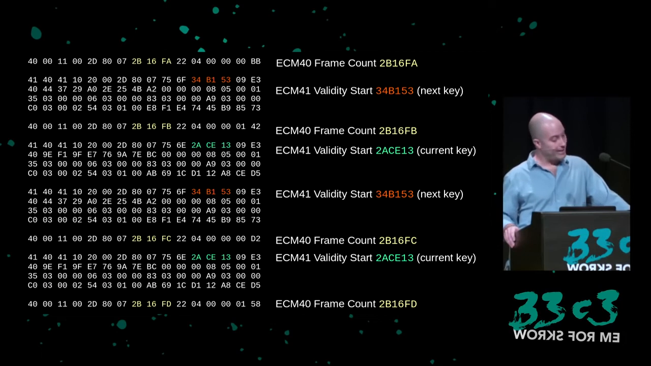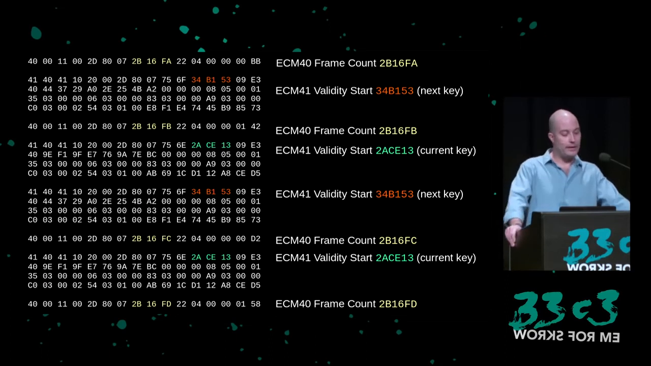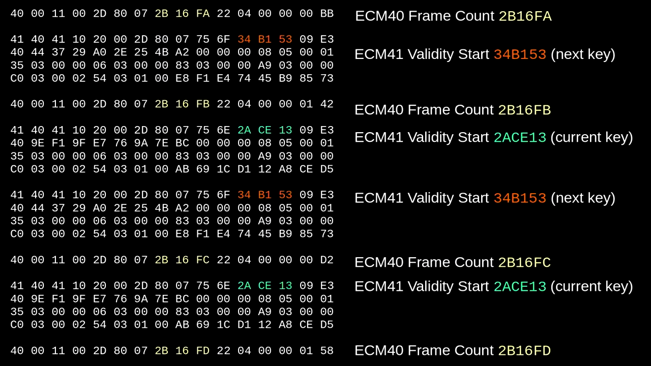This slide shows what half of a second of ECM40 and ECM41 activity might look like. To be able to descramble the program, the ACP must process a current ECM41 to get the program key, and then process an ECM40 to get the working key. The working key is then used by the descrambler to decrypt the MPEG stream.